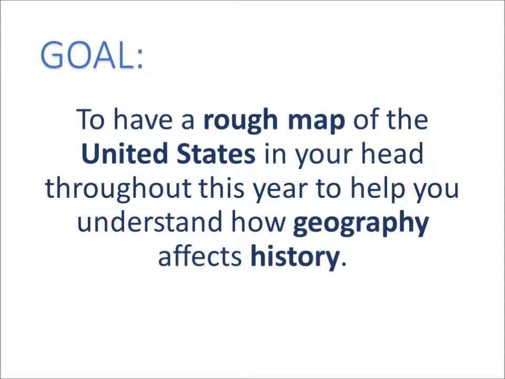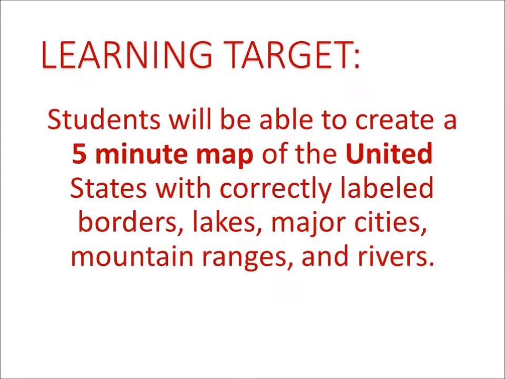We're going to be studying United States history this year, and so our goal of the 5-minute map is to have a rough map of the United States in your head throughout this year to help you understand how geography affects history. The learning target for the 5-minute map is students will be able to create a 5-minute map of the United States with correctly labeled borders, lakes, major cities, mountain ranges, and rivers.